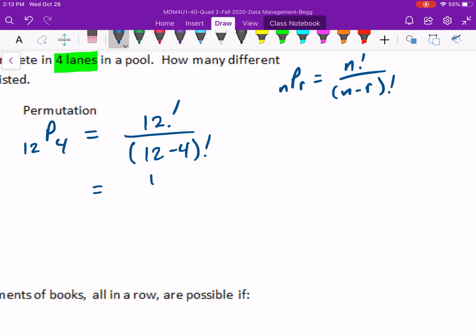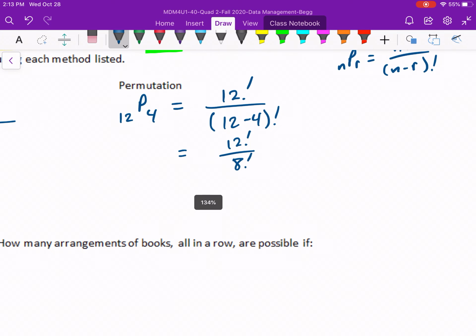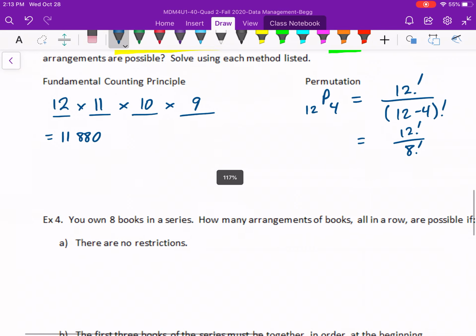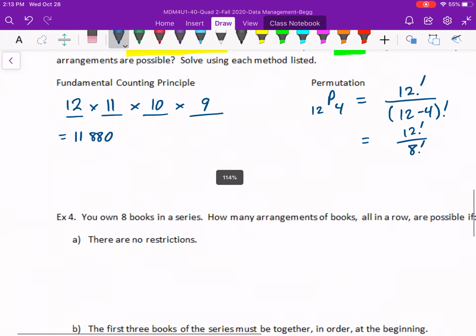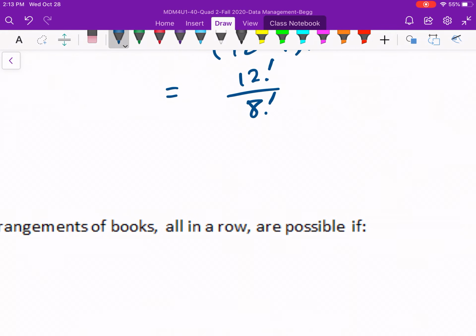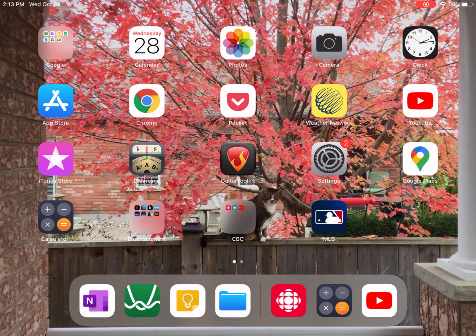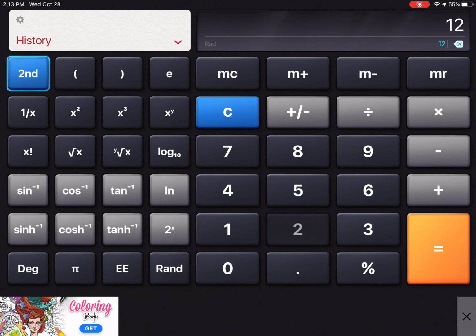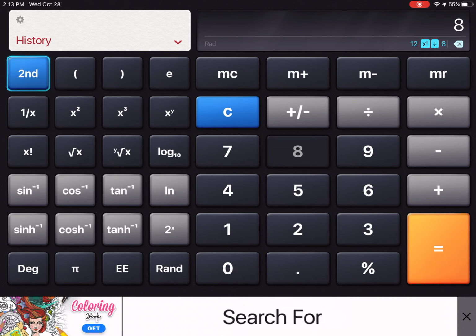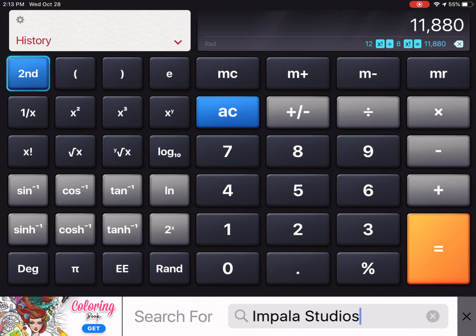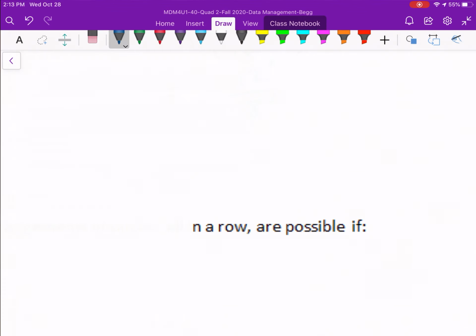So that's the same as 12 factorial over 8 factorial, which we know means that each of the numbers in 8 factorial is going to cancel out with the 8, 7, 6, whatever down to 1 in the numerator, leaving only 12, 11, 10, 9, like we got for the fundamental counting principle. So I could do that on my calculator like this. 12 factorial divided by 8 factorial. And as you see, I get the same answer of 11,880.